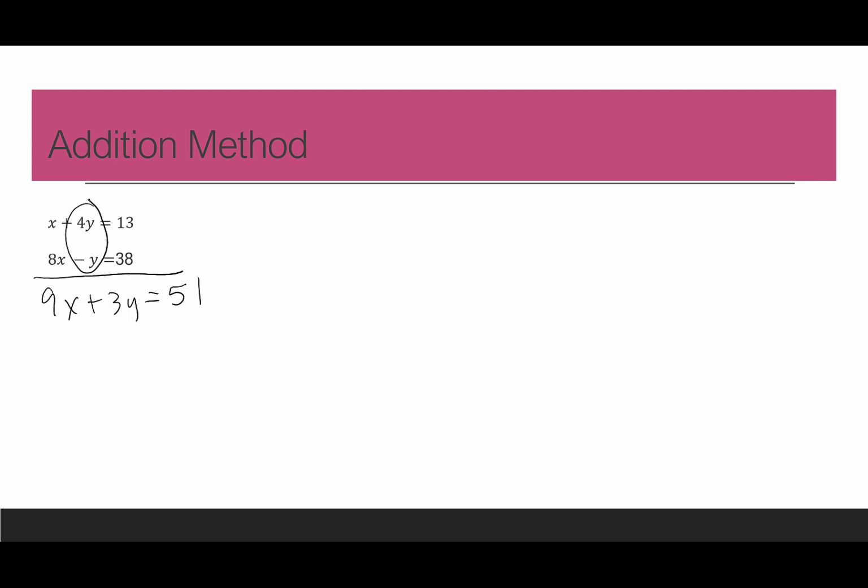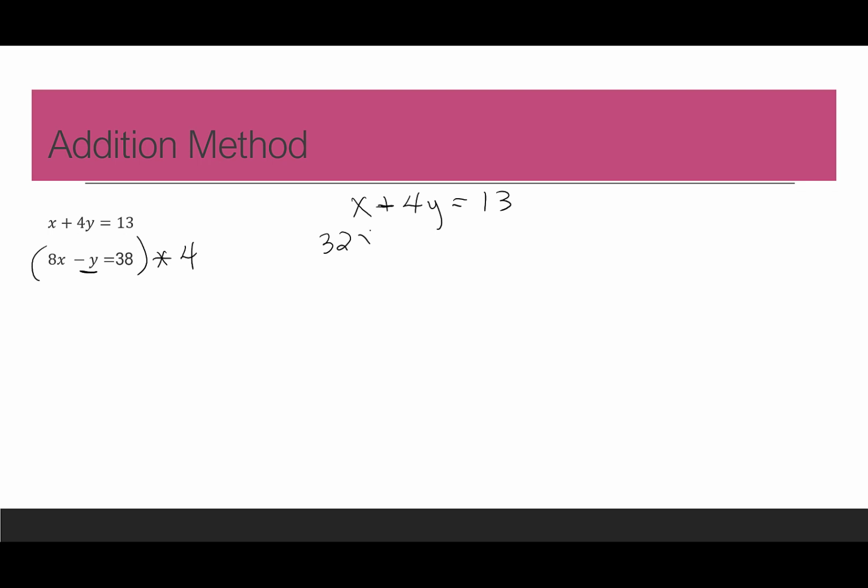But I really need a negative 4 to make the positive 4 go away. So what I'm going to do is take this second line and multiply it by 4. That's going to create a negative 4 for the y. So I'll have x plus 4y is 13. That doesn't change. Then 4 times 8 is 32x. 4 times negative y is negative 4y. And then 4 times 38 is 152.